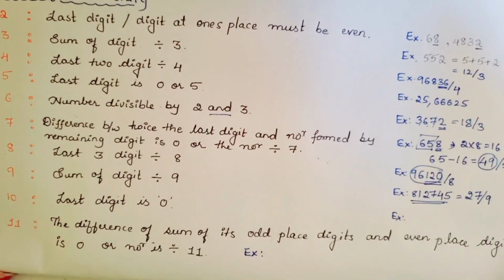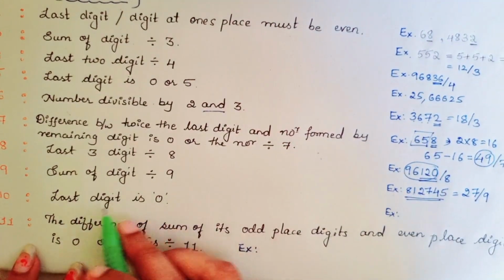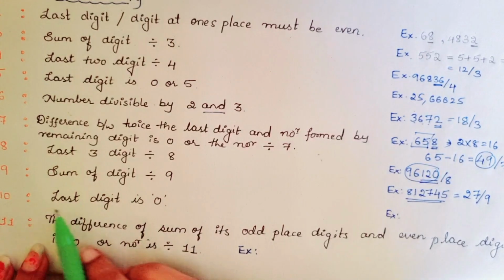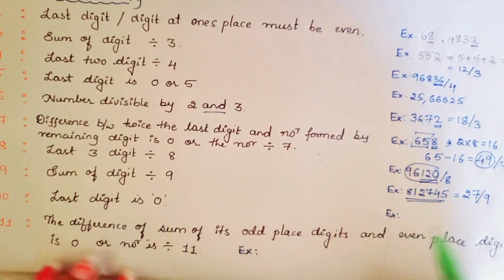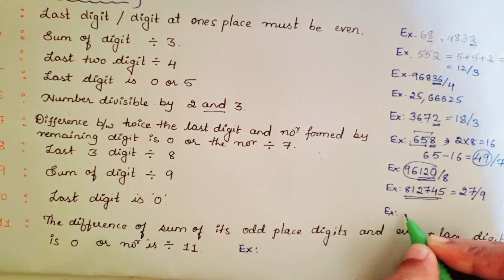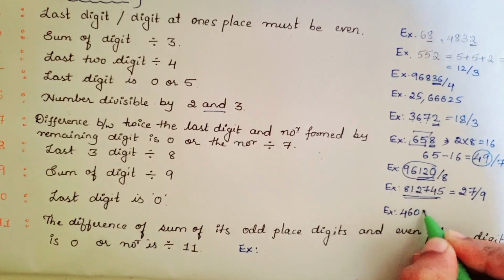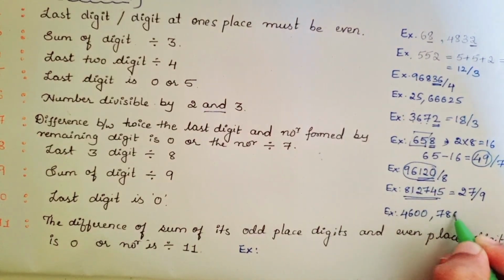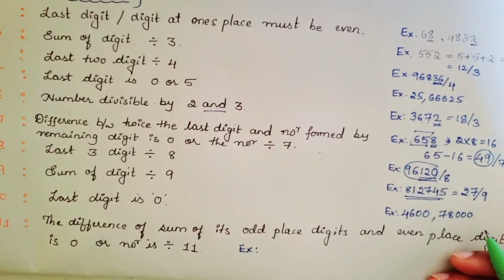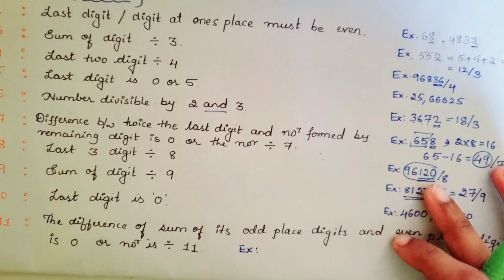Moving on to the next one. Divisibility of 10. The last digit should be 0. Any number ending with 0, that is 4600, 78000, these numbers will all be divisible by 10.